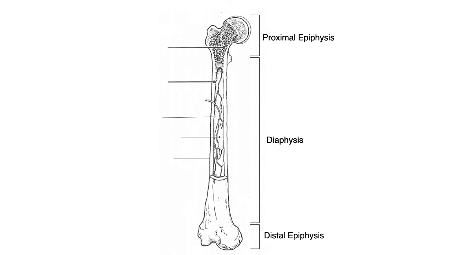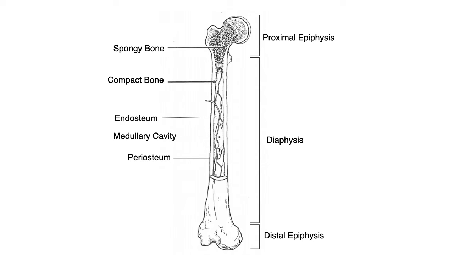So we see right here, this one shows the breakdown of what makes up the bone. So we have the spongy bone up top, compact bone, endosteum, medullary cavity, periosteum, and then we see the proximal and the distal ends of the bone.